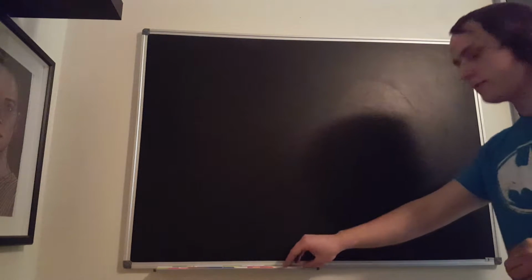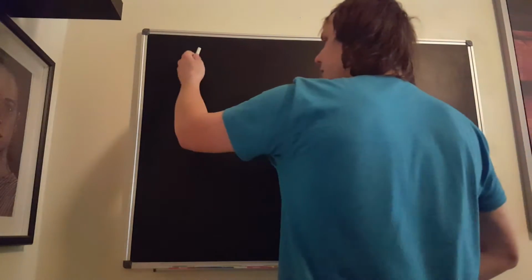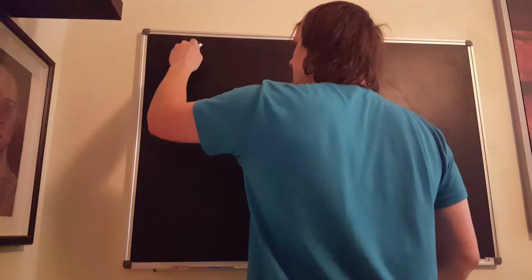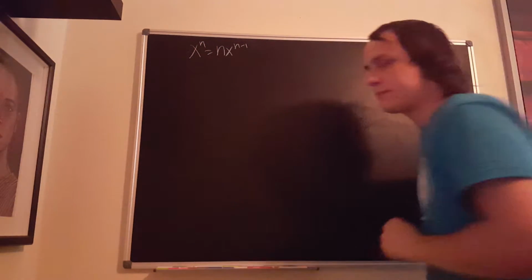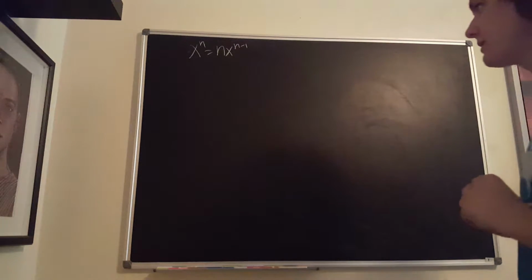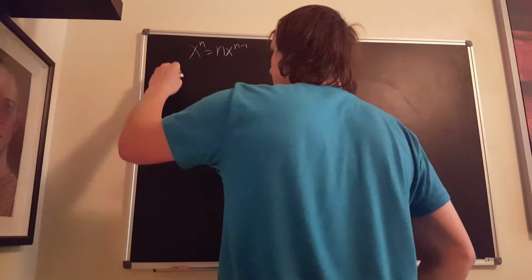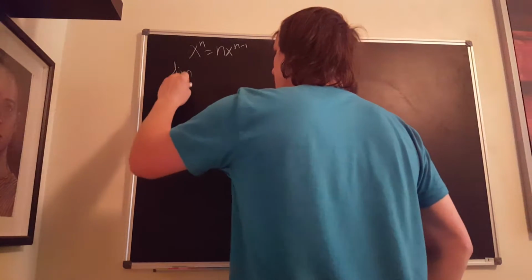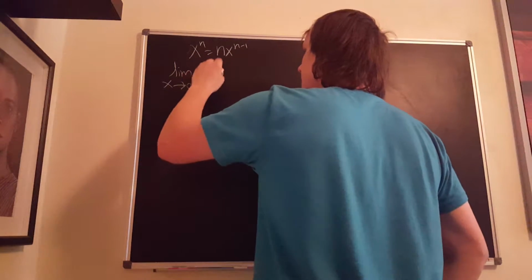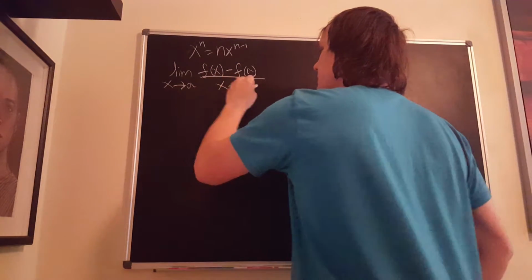Okay, so my brother was wondering why the derivative of x to the n is equal to nx to the n minus 1. So I'm going to make a quick video to prove this using just the definition of a derivative, which is the limit as x approaches a of f of x minus f of a divided by x minus a.